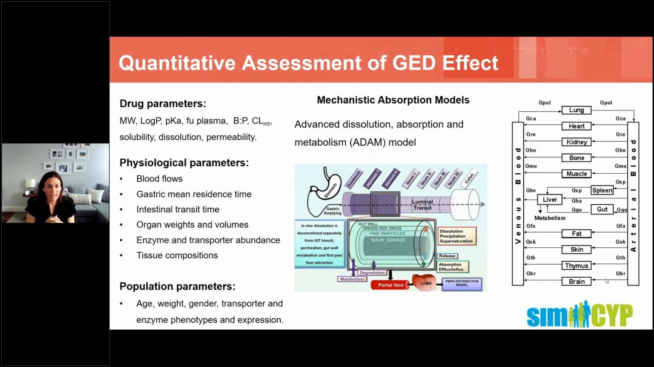In this case, we chose Simcyp as the software for the PBPK models, and because we're looking at absorption, we had to make sure that the advanced dissolution, absorption, and metabolism model, also called the ADAM model, was used for all the PBPK models for the small molecules. We use a PBPK model because it has an independent set of parameters: drug parameters, physiological parameters, and population parameters. We can alter one of these without altering the others, and in this case, we alter gastric mean residence time to be able to reproduce the effect of dulaglutide.